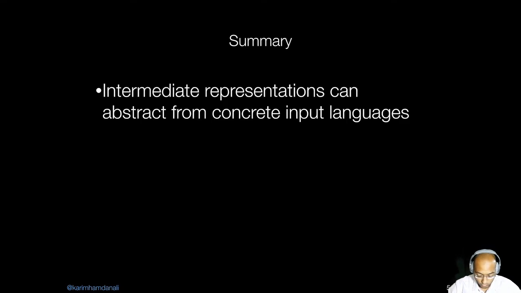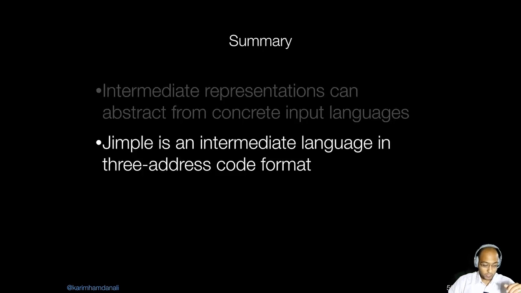So let's quickly summarize what we talked about in today's lecture. We have seen intermediate representations and various types of them, and how they can abstract from concrete input languages into some other abstractions that allow us to reason more easily about the input program so that we can run our analysis on top of those intermediate representations. We have seen a case study of those intermediate representations in terms of abstract syntax trees, three-address code, and so on, but more specifically, we saw a case study for Java and Android, which is Jimple, as an intermediate language that is of type three-address code format.